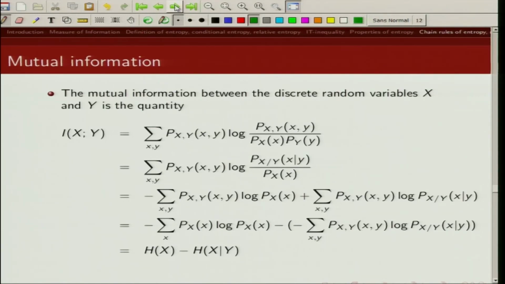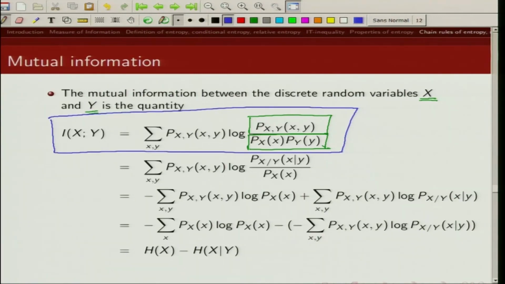Now let us define what we mean by mutual information. Mutual information between two random variables x and y is defined as the divergence between the joint distribution and the product of the marginals. So it is defined as the expected value of log of the joint distribution of x and y divided by the marginal distributions p of x and p of y. This is how mutual information is defined.